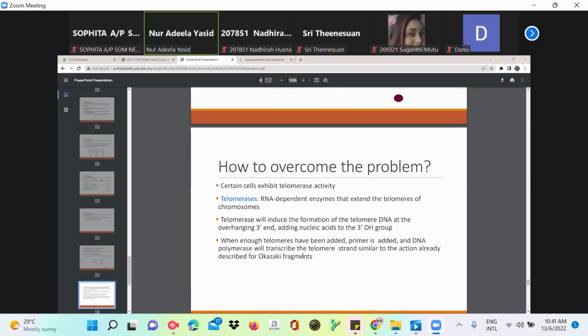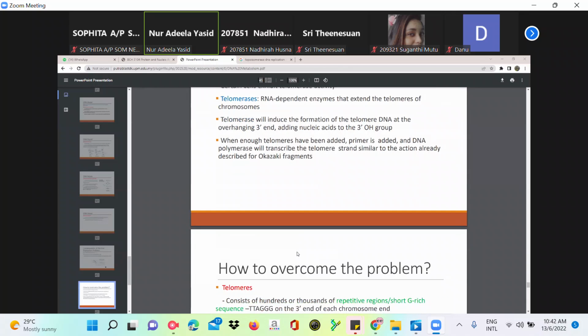When DNA polymerase cannot synthesize the extreme 5' end of the lagging strand, we have this enzyme telomerase. Telomerase helps to synthesize the telomere on the lagging strand. Once there are telomeres, a primer is added, so DNA polymerase can copy the telomere, the same as described for Okazaki fragments. So what is a telomere?